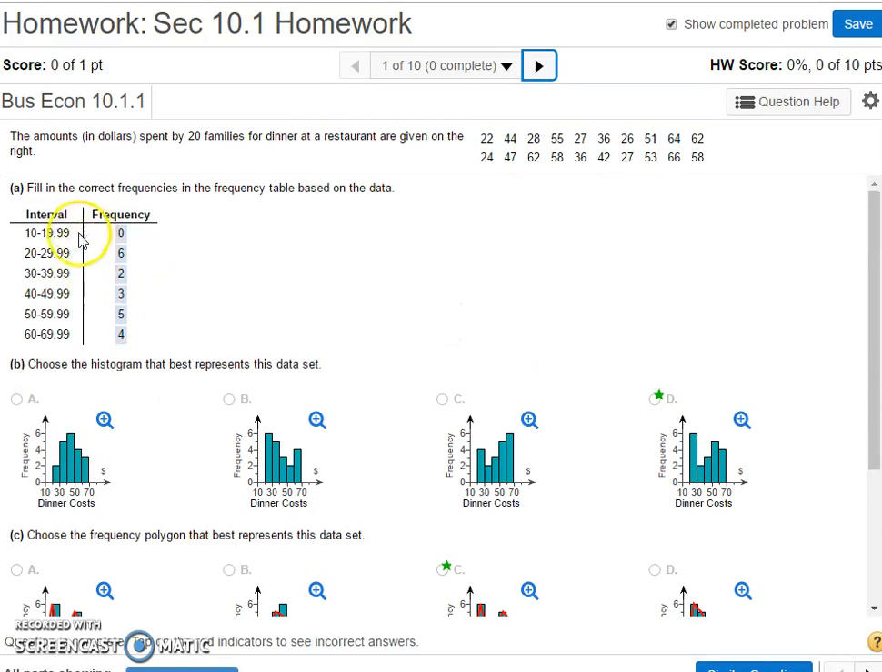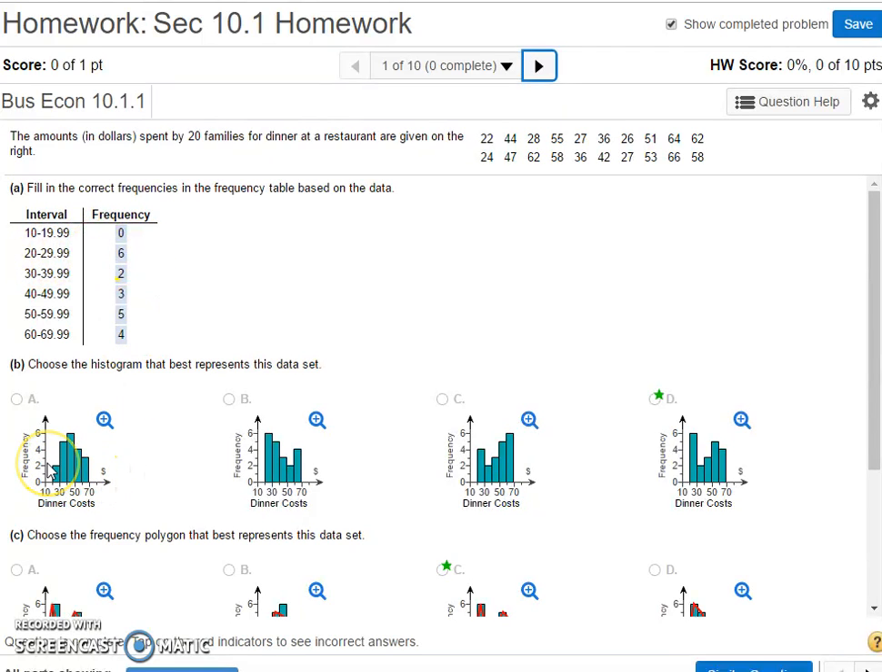Across the bottom is going to be my intervals. On the left is going to be the frequency. So intervals are the x-axis, and frequency is my y-axis. What I'm going to do is say, okay, from 10 to 20, I have 0. So all the graphs represent 0 at that point. But from 20 to 30, I have 6.